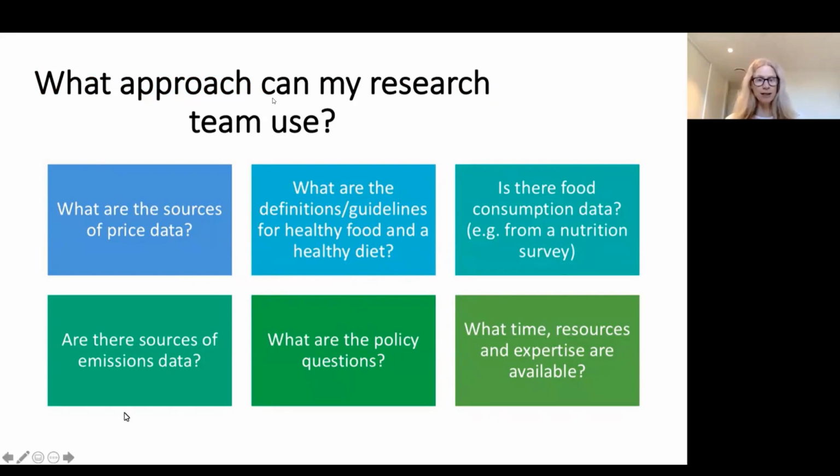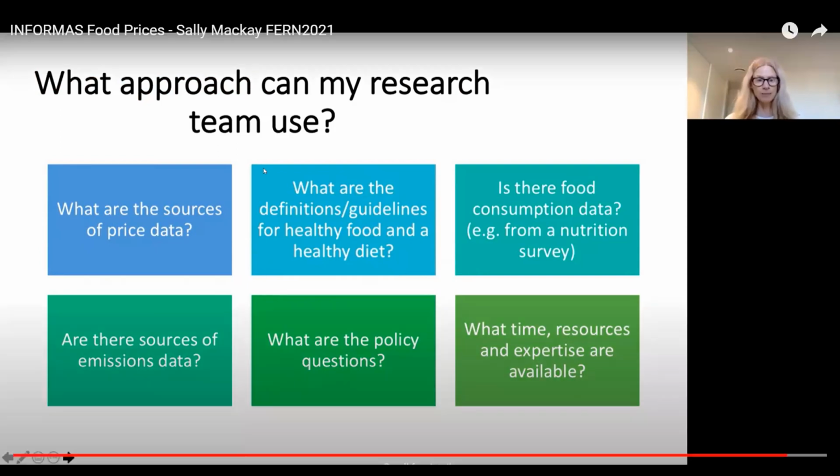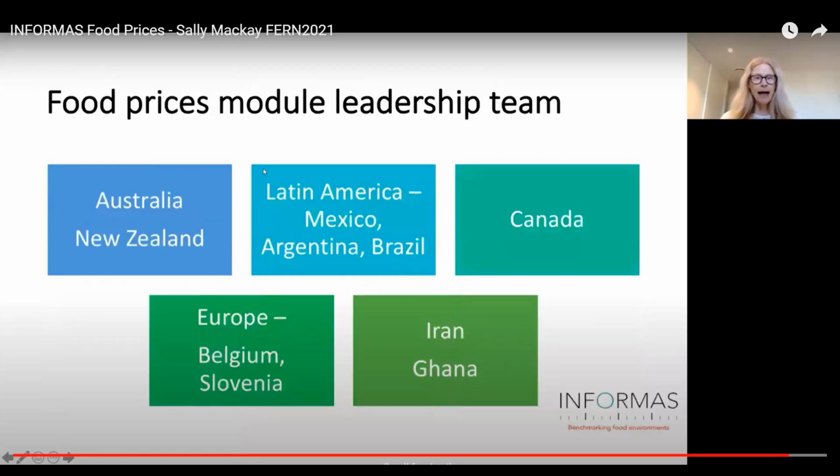Do you have sources of emissions data? Some countries have good data, but for other countries, this can be a challenge, and how you need to consider how relevant it is to use data from other countries. And last, but definitely not least, what time, resources and expertise do you have? Some of the methods can be quite time consuming, and so that can really determine what you end up doing.